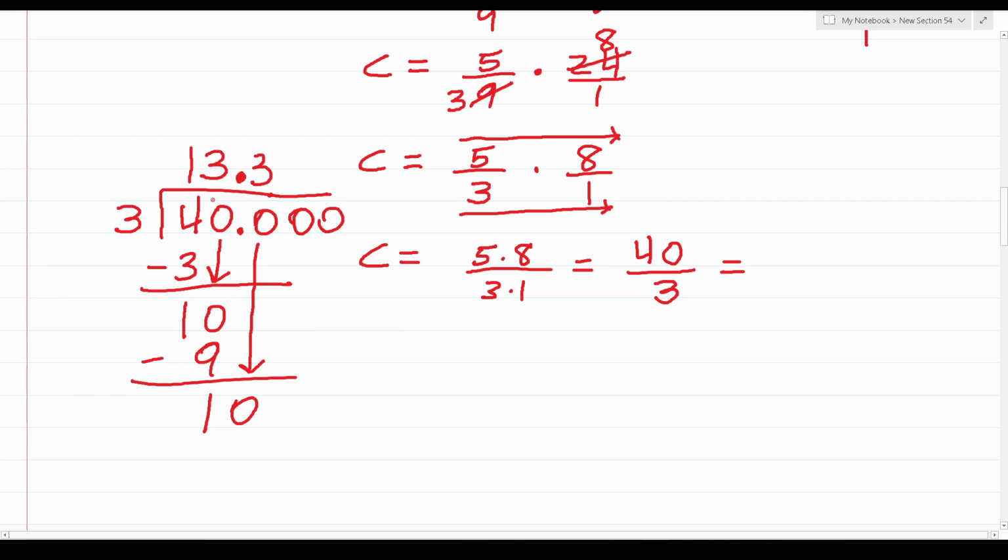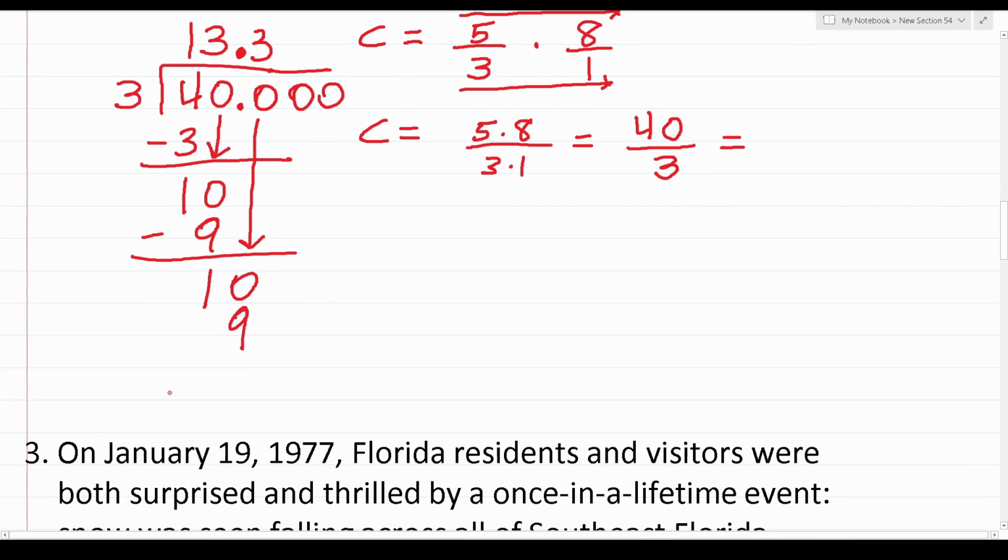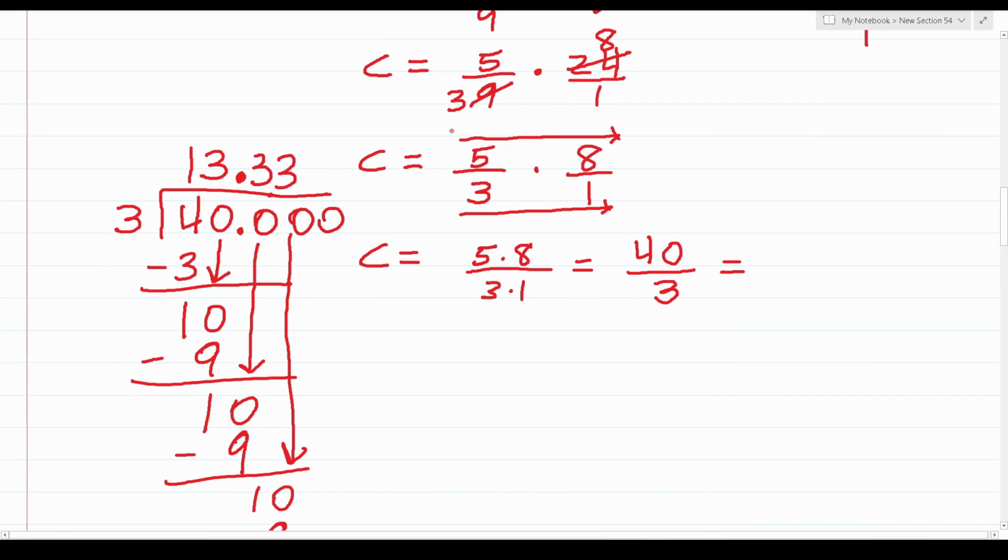We saw that that was 3. Again, 3 times 3 is 9. 10 minus 9 is 1. We can drop down one of these zeros. 3 goes into 10 3 times without going over. 3 times 3 is 9. And as we can see, this is just going to repeat over and over again.